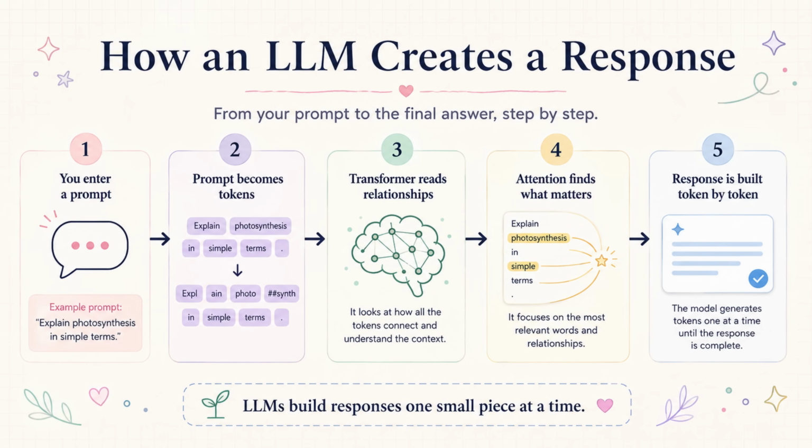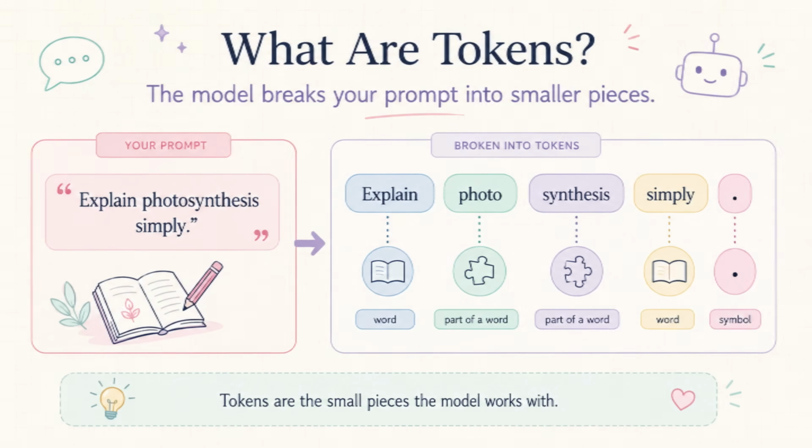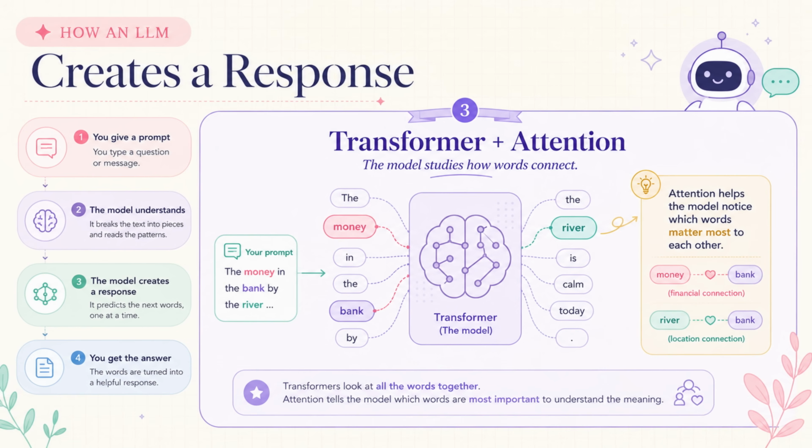How an LLM creates a response. Let us look at the process in a simple way. First, you enter a prompt. The model breaks your prompt into smaller pieces called tokens. A token may be a word, part of a word, or a symbol. The model then studies how those tokens relate to one another. Many modern language models use a design called a transformer.